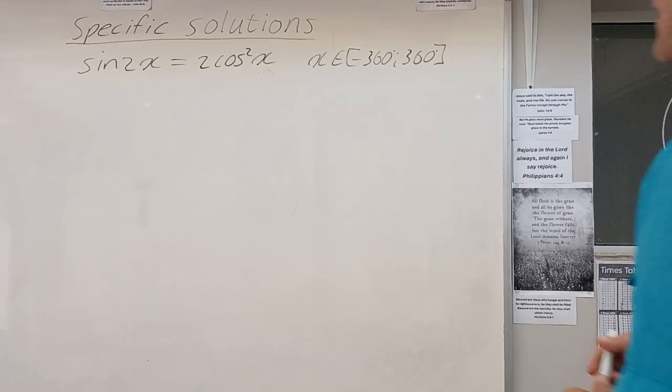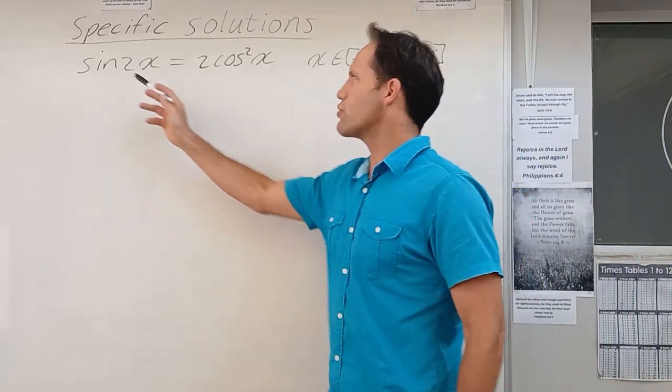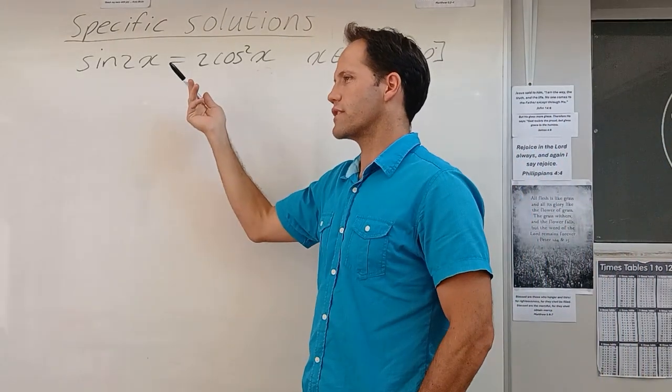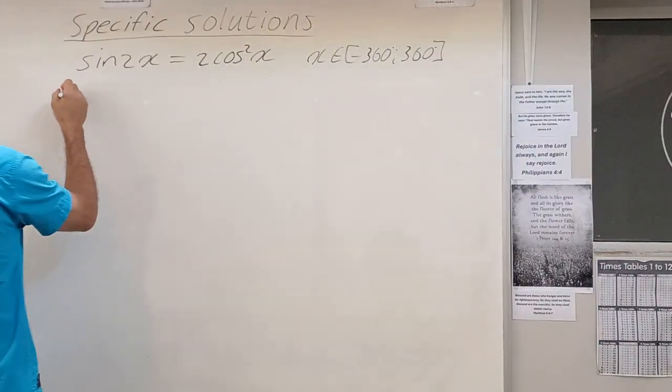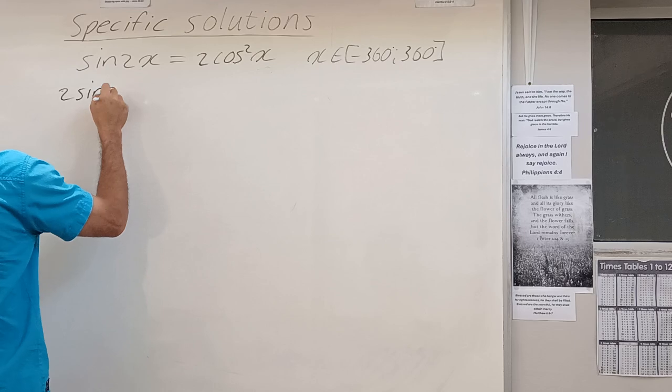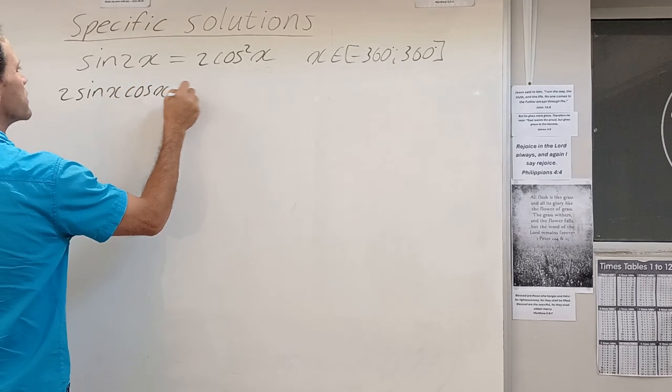Okay, so obviously with this one, sine 2x, there's only one option, 2 sine x cos x. There's nothing else you can do with sine 2x. You can only make it 2 sine x cos x. Okay, so we're going to make it 2 sine x cos x.